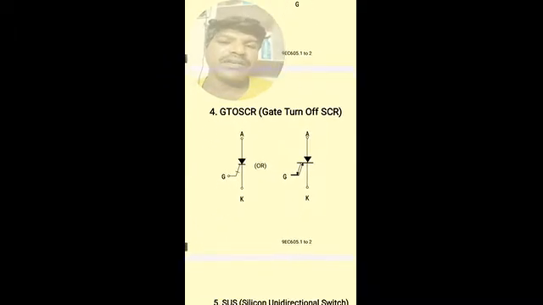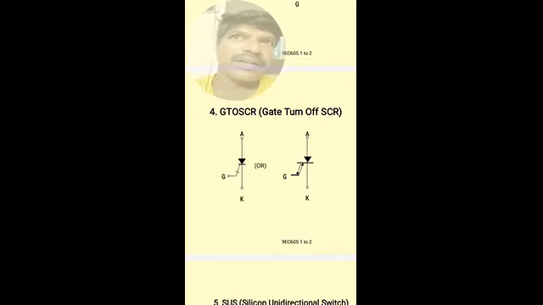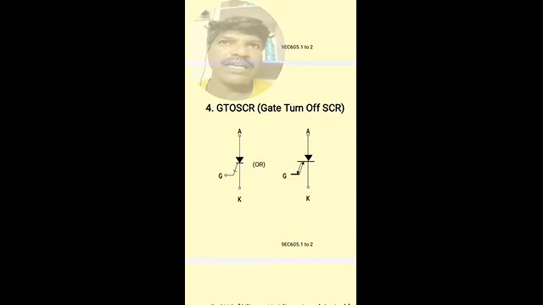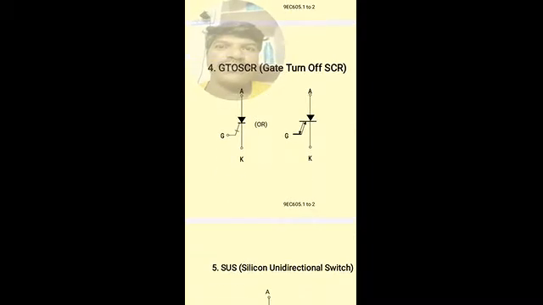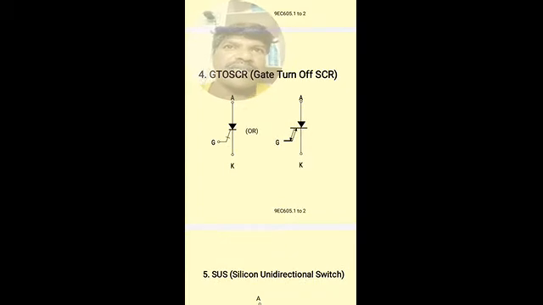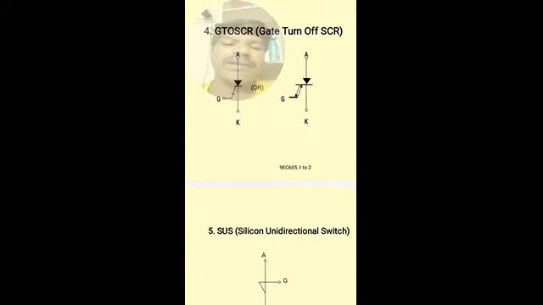And gate turn off SCR, so it is one more type of SCR. In the SCR the turn off is not possible once it enters into conduction. So for turning off the SCR we need an external circuit, that is, commutating circuits are required. To avoid those commutating circuits we are going to use a gate turn off SCR. This is the difference between GTO SCR and SCR. A commutation circuit is not required in the GTO SCR, whereas the commutation circuit is required in the silicon controlled rectifier.